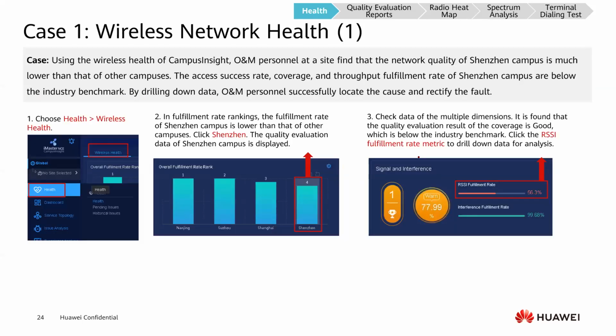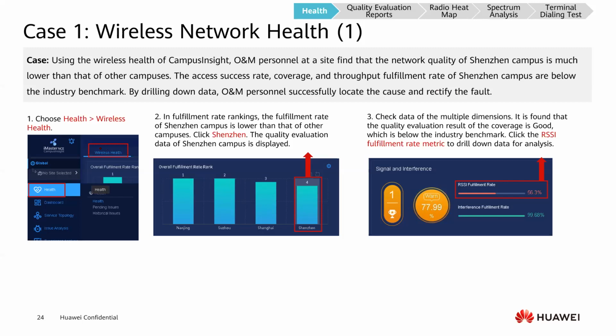So let's see the first use case, which is for the wireless network health. One day, using the wireless health of CampusInsight, the O&M personnel at a site find that the network quality of Shenzhen campus is much lower than that of other campuses. The access success rate, coverage and the throughput fulfillment rate of Shenzhen campus are below the industry benchmark. And by drilling down data, the personnel successfully locate the cause and rectify the fault.